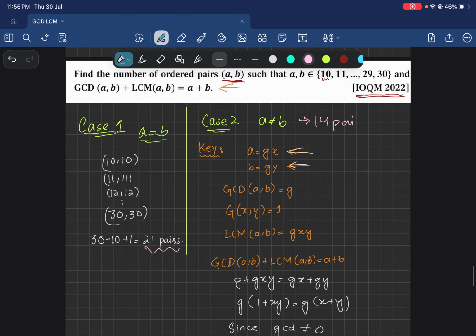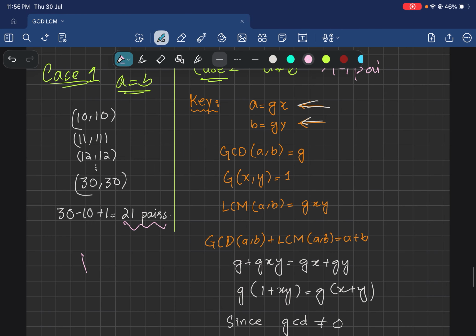So our case 2 gave us 14 pairs, and case 1 gave us 21 pairs. So total pairs: 21 plus 14, which would be 35.